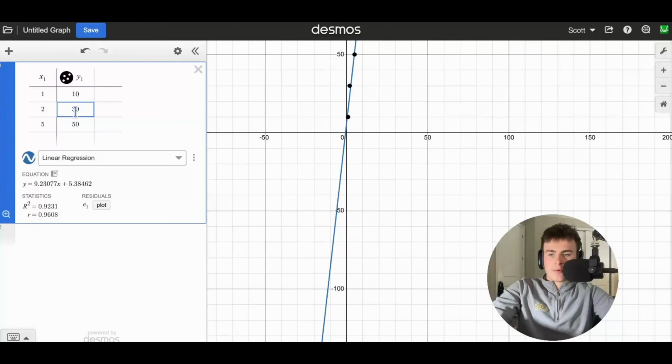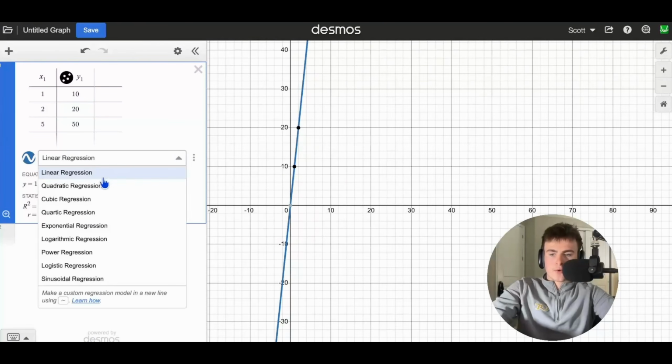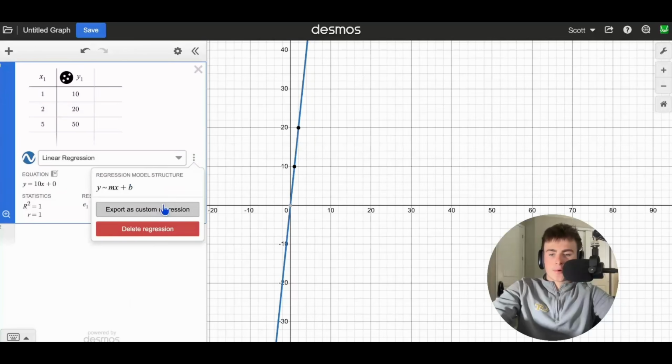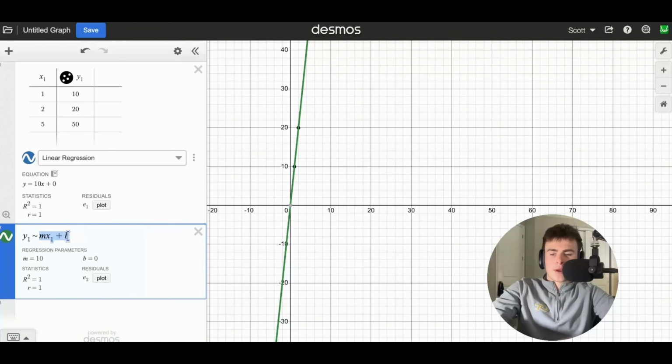So here, a better example would be 2,2,0. So this is actually a linear regression. Now, this drop down controls the format of your regression. So if they tell you it's quadratic, then you have to click the little quadratic here. Or you would export as a custom regression and then change it to the format. But I'm going to go more in depth on this later. This is more of an advanced thing.